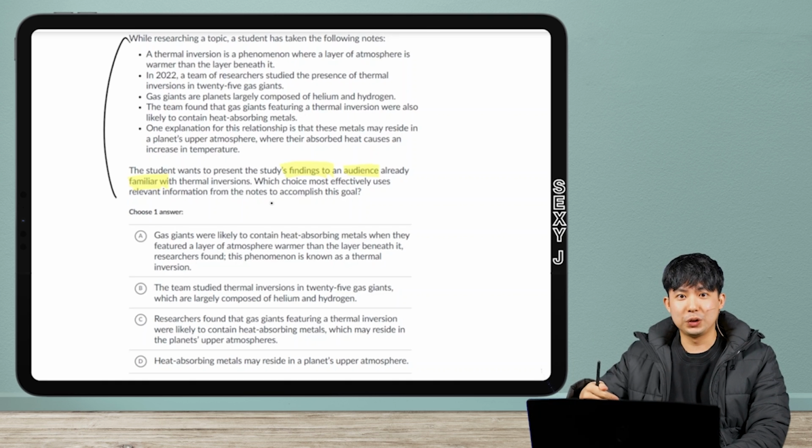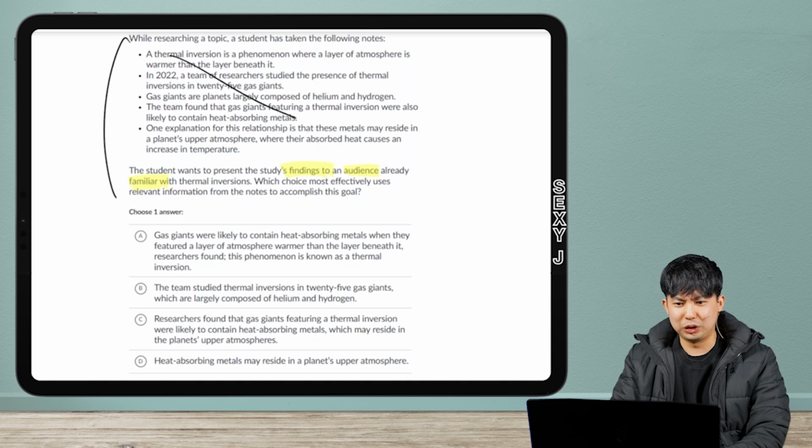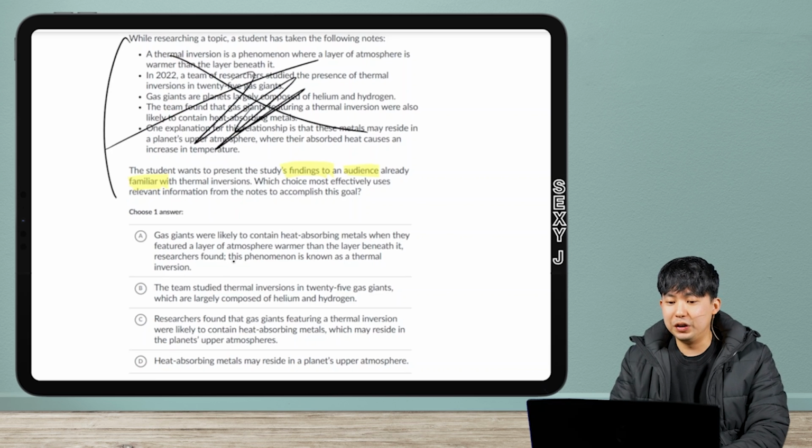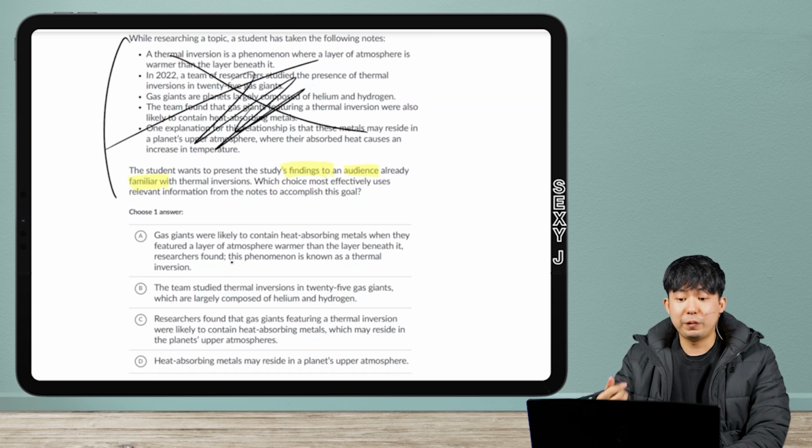So any of those synonyms, take any of them in your head. Don't look at the notes. I'm going to cross that out, actually. I really don't want to read those. Look at the answer choices. Which one of these has the findings? Let's see. This has the findings, right? They were likely. That seems like a result. Okay. This one does not.